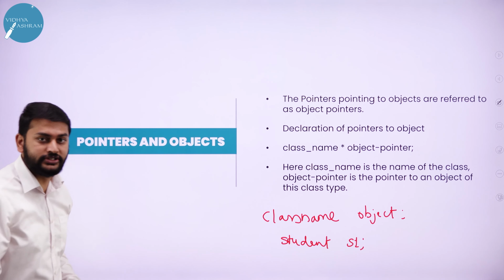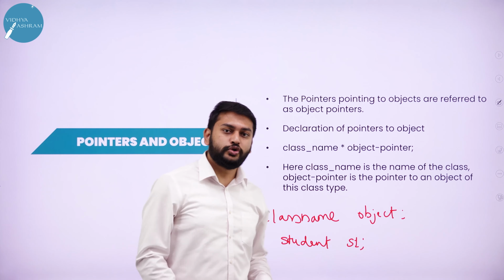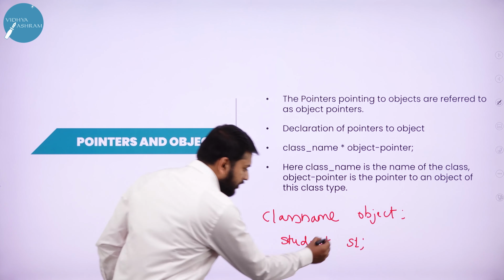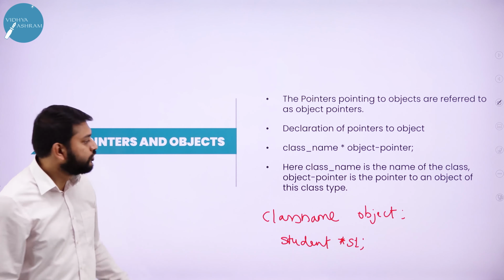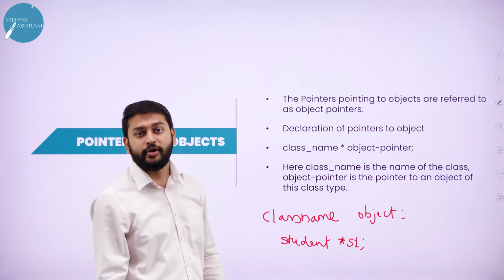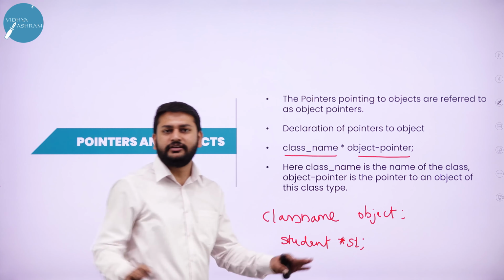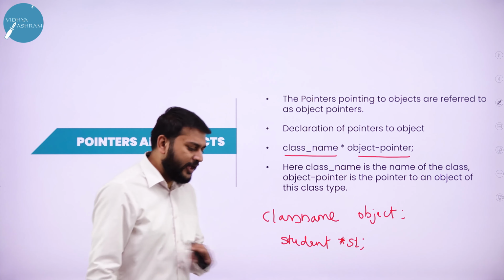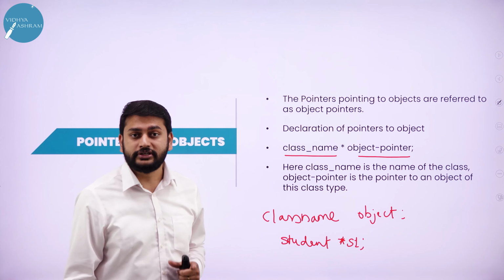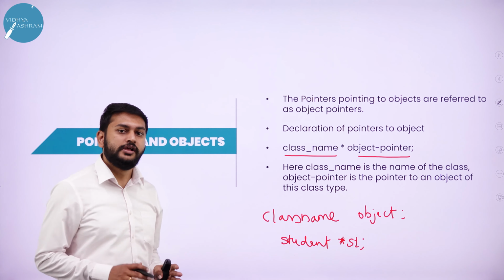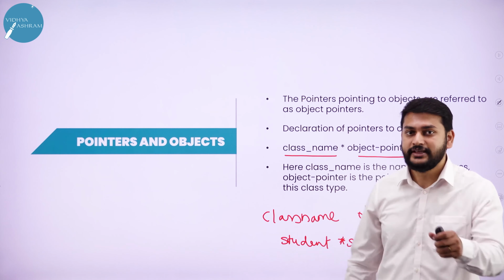Pointers and objects. How do I create the object as a pointer? It is a simple thing: you just have to add a star to the object name. That is what they have given. You don't have to think much about it. If you do that, the object will be treated as a pointer object.